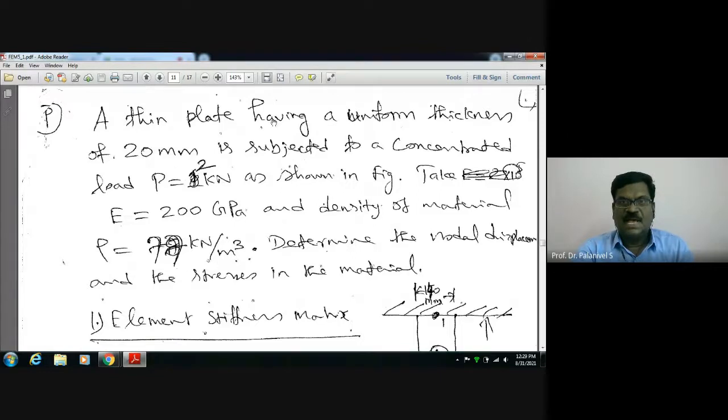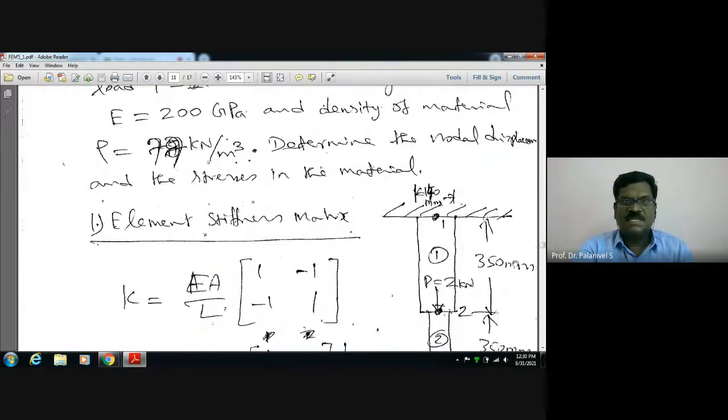A thin plate having a uniform thickness of 20 mm is subject to a concentrated load P equal to 2 kN as shown in the figure. Young's modulus is 200 gigapascal, and the density of the material is also given, rho equal to 78 kN per meter cube. Determine the nodal displacement and the stresses in the material.